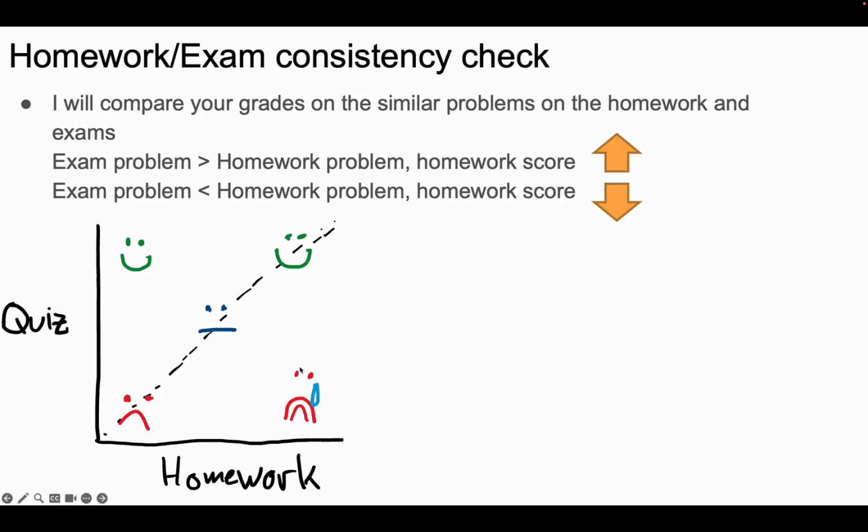The place you don't want to be is this bottom right corner, because this is saying that you're getting high grades on the homework, and then the same problem shows up on the exam and you can't get it right. If all I do is change a few numbers and you get something wrong, it's hard for me to believe you really understand what you handed in. Based on that poor correlation, I will be reducing your overall homework score for the class.